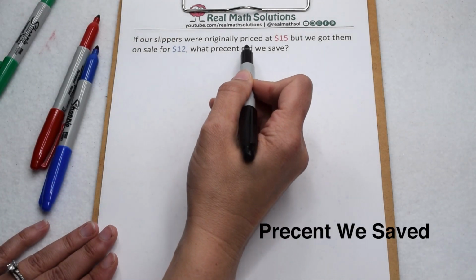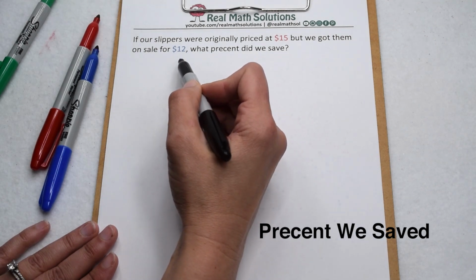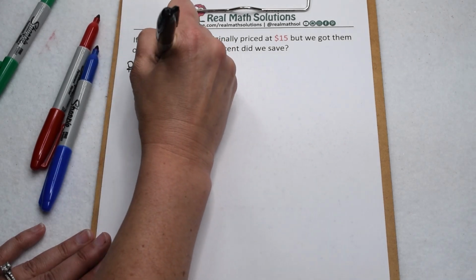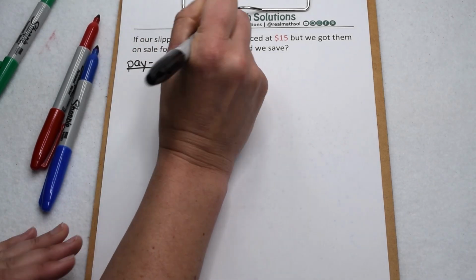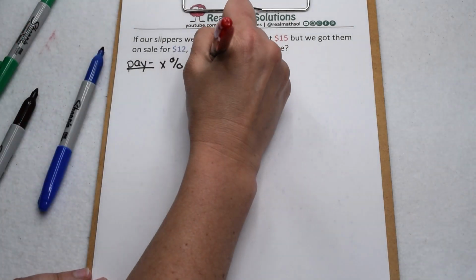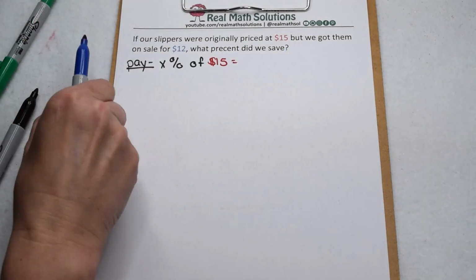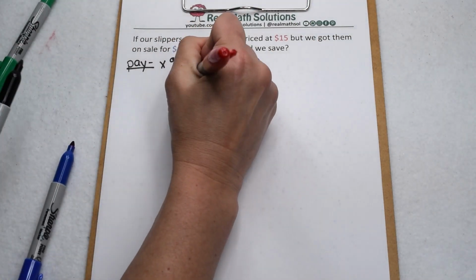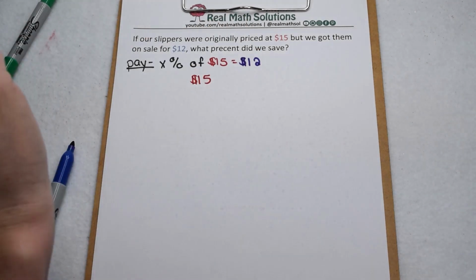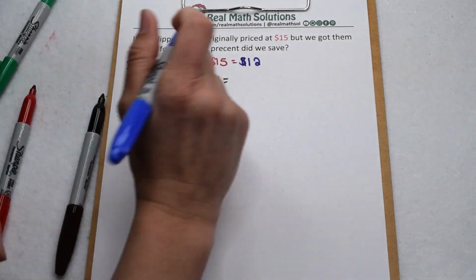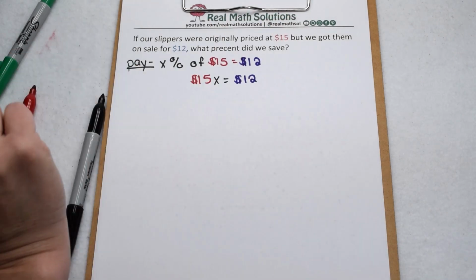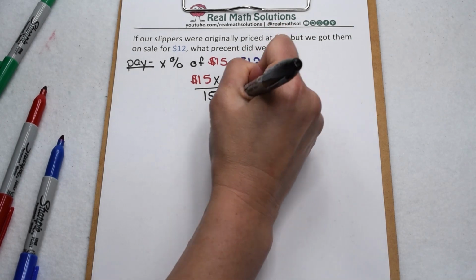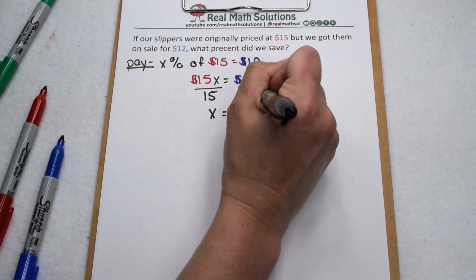If our slippers were originally priced at $15, but we got them on sale for $12, what percent did we save? Well, again, let's start by thinking in terms of what percent did we pay. We know that somewhere along the way, some percent of our original price of $15 came out to give us our sale price of $12. So that means the equation $15 times some percent gives us $12 is what somebody solved. So we're going to work backwards and undo that equation. So to do that, we're going to divide both sides by 15. When we divide 12 by 15, we come out with a decimal 8/10.